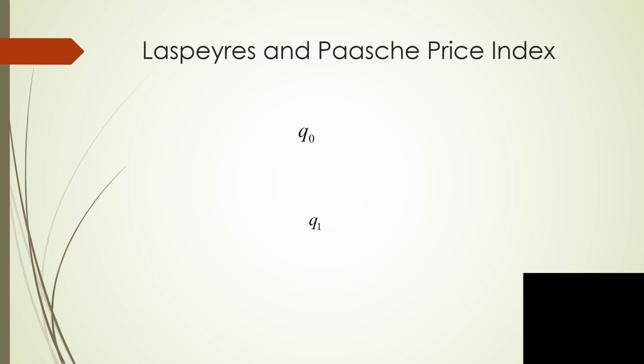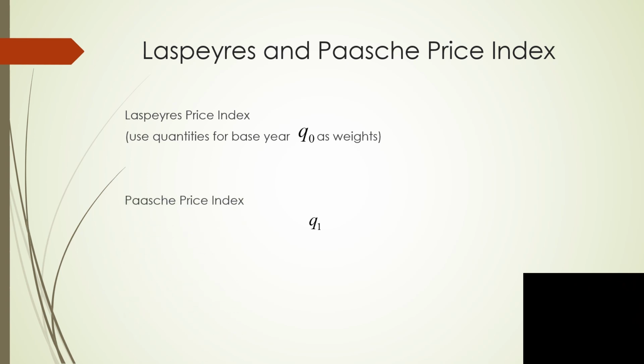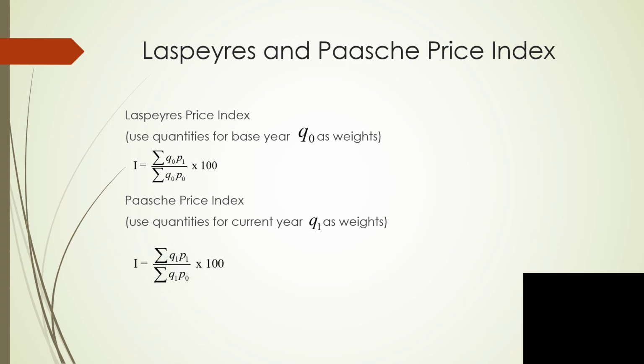Laspeyres and Paasche price index. Laspeyres price index uses quantities for base year Q0 as weight. Paasche price index uses quantities for current year Q1 as weights. For Laspeyres price index, I equals summation Q0 P1 over summation Q0 P0 times 100. Paasche price index, I equals summation Q1 P1 over summation Q1 P0 times 100.